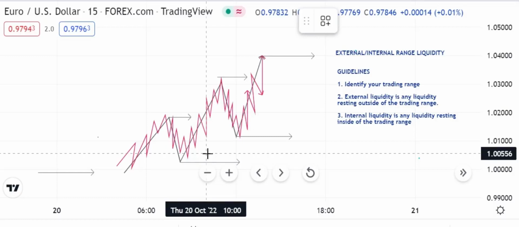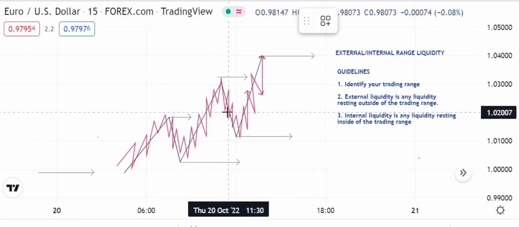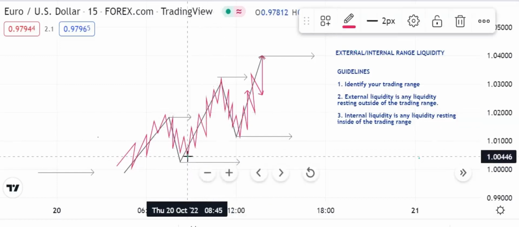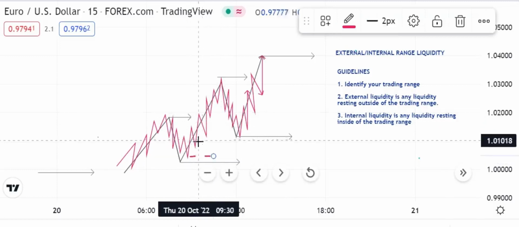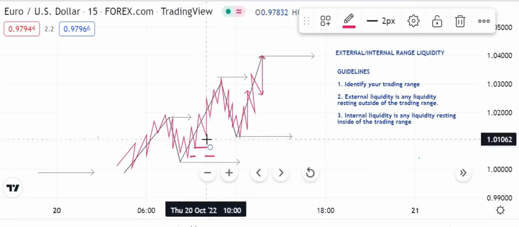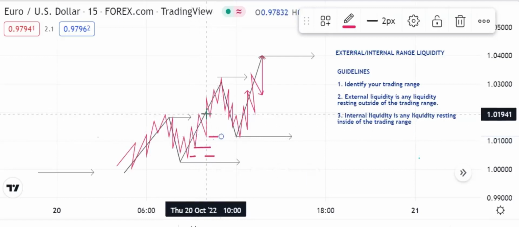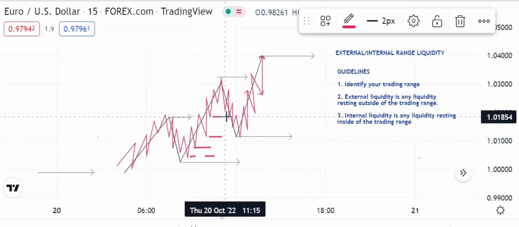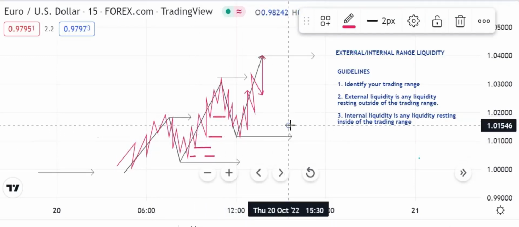I said internal liquidity is any liquidity inside of your trading range. Now this is internal liquidity here. All right, take note, this is internal liquidity. This also is internal liquidity. This is internal liquidity. This, all right, is internal liquidity. Okay, so you have all those internal liquidity inside of your trading range. All right, your external liquidity is the one that is outside of your trading range. Okay, now why is it important for you to understand this concept of external and internal range liquidity?